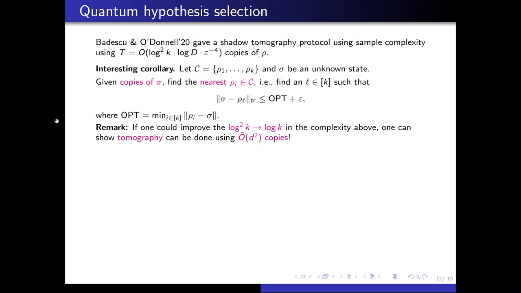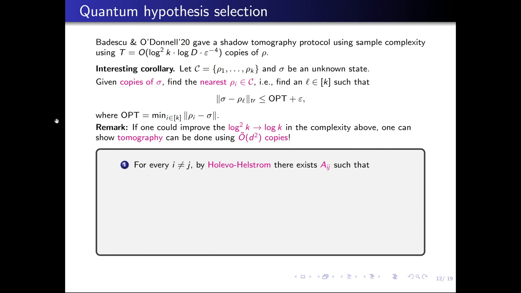But apart from that, I think just this task of, given copies of an unknown quantum state, finding a state from your ensemble which is closest to the unknown quantum state, is an interesting task on its own. And let me quickly sketch the protocol here. The idea is pretty simple, actually.